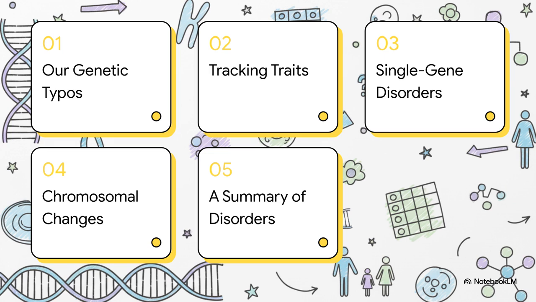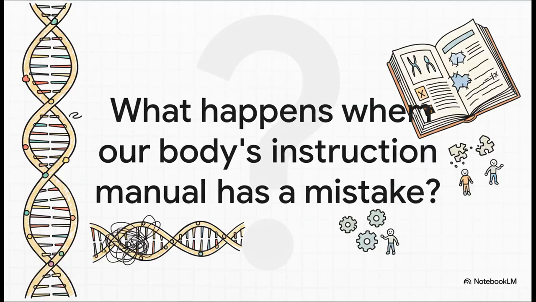Sound good? Let's go. So really, our whole conversation today revolves around this one big question. If you think of your DNA as the ultimate biological blueprint, what happens if a single letter is wrong? Or a whole page gets copied incorrectly? What are the real-world consequences? That's what we're here to unpack.